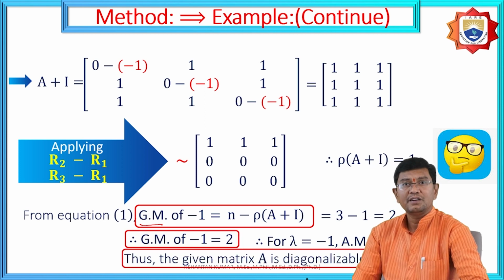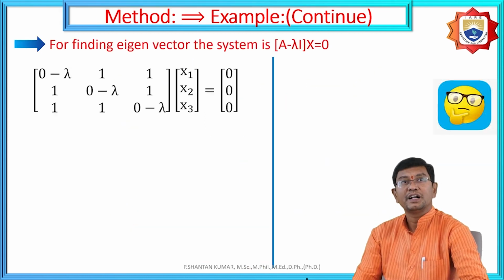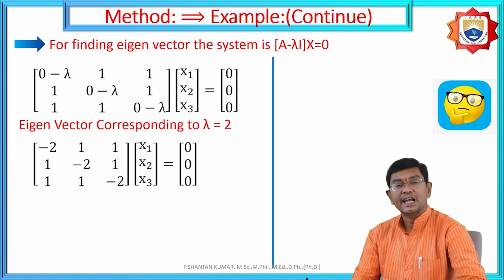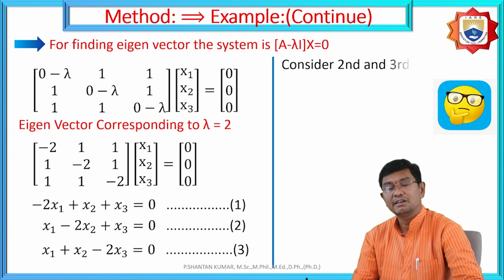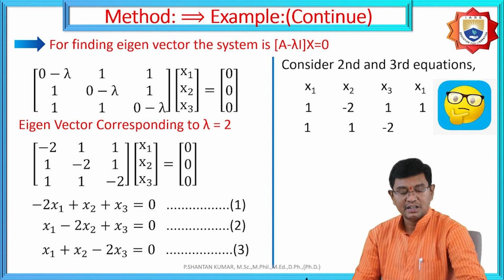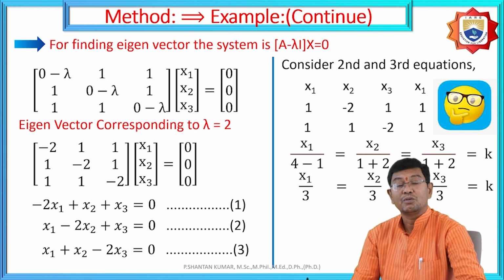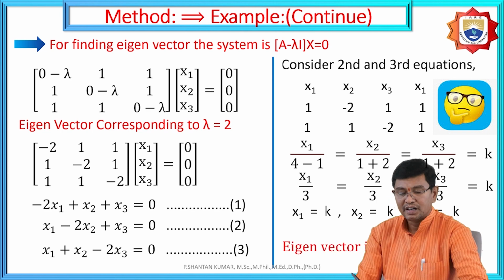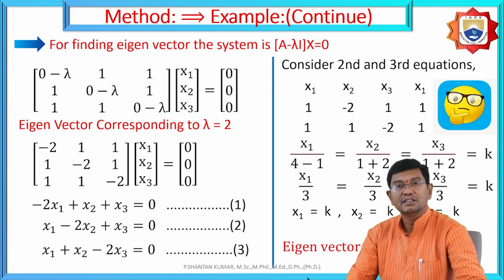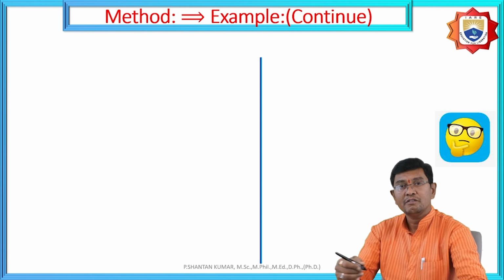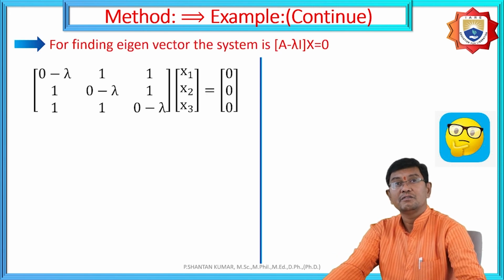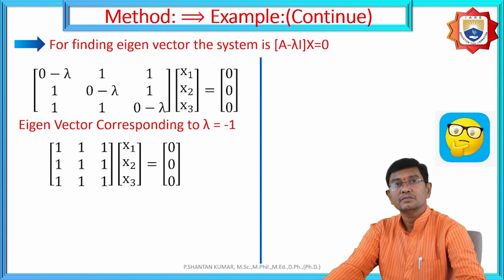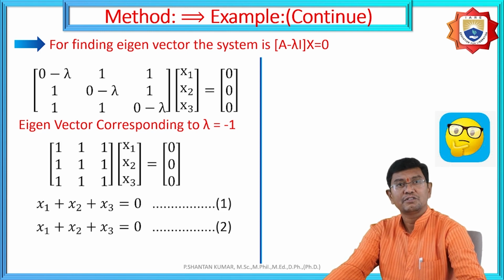And further, we need to find the powers of the matrix. According to the eigenvalues, particularly for lambda is equal to 2, by using the equation format or any other method we discussed previously for finding the eigenvector, here the eigenvector is 1, 1, 1. We need to find the eigenvector corresponding to lambda is equal to minus 1, also by using the equation format.